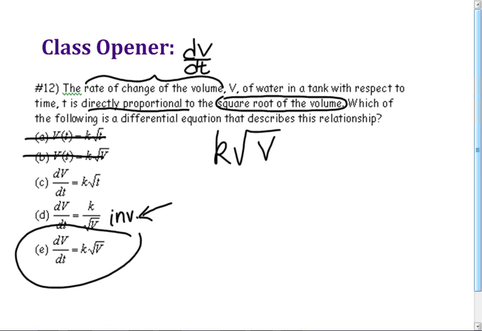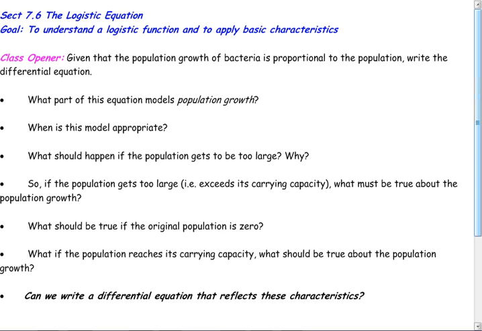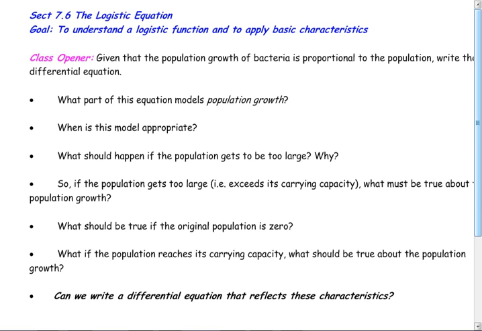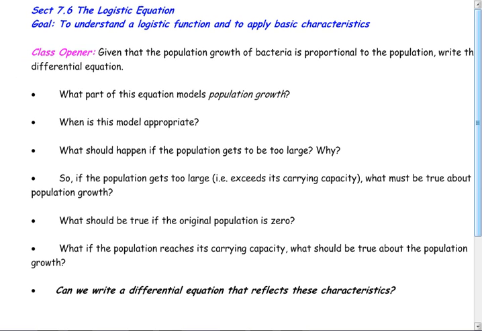It's not A. Oh, well, it's some constant. You can call it anything you want. Now we're going to do the logistic growth, and we're going to go over these questions and not be too long. It's not that hard. It's that it's new.